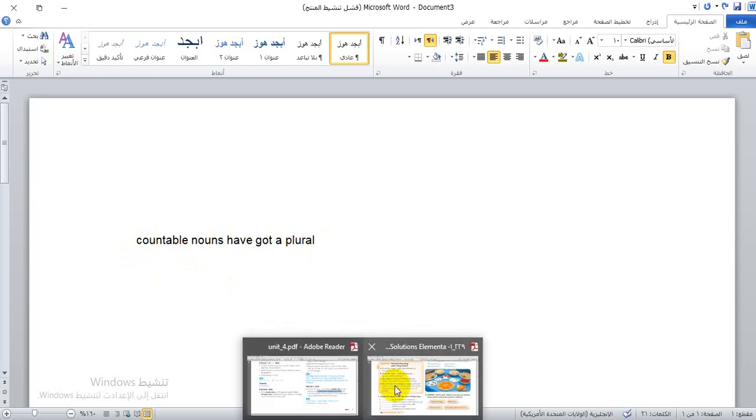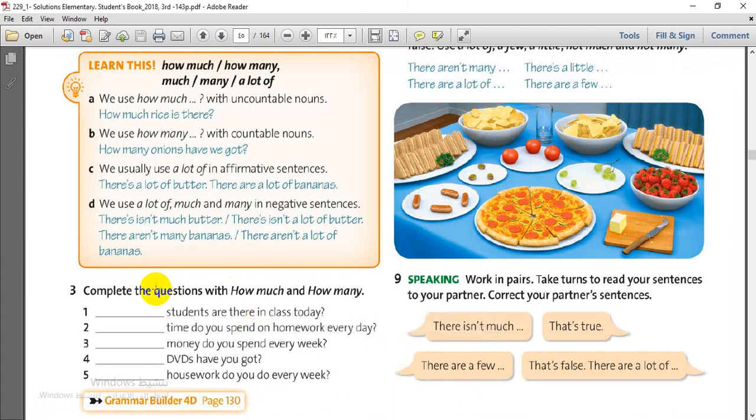Let's take a look now. Complete the question. We have number 1, students are there in class today. So we have students, so we put how many. We put how many because it has got a plural here. Students. How many students are there in class today?